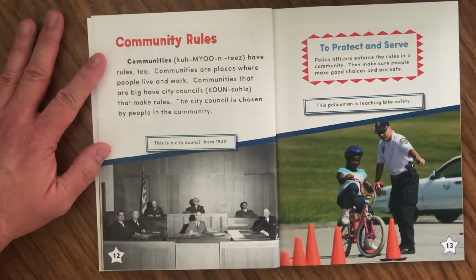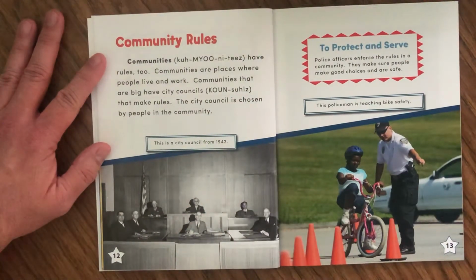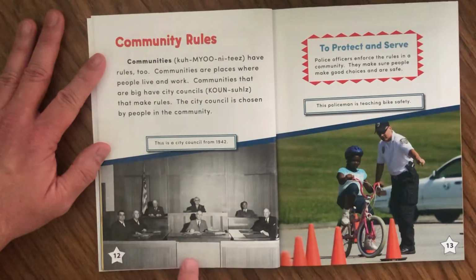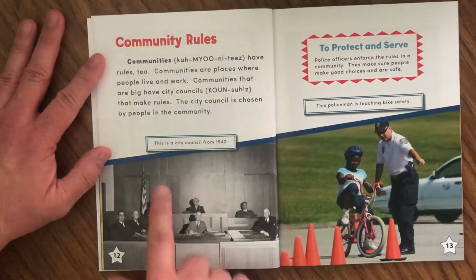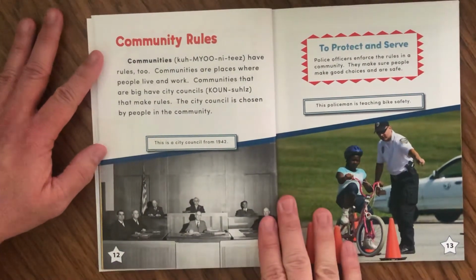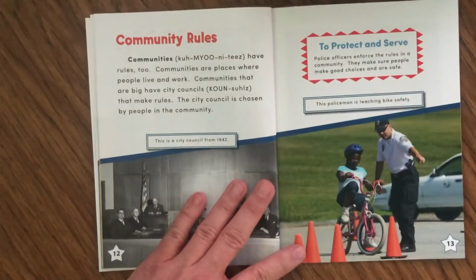Communities that are big have city councils that make rules. The city council is chosen by people in the community. And this looks like a picture of a community council. Looks like it's from a while ago. And the caption says, this is a city council from 1942.